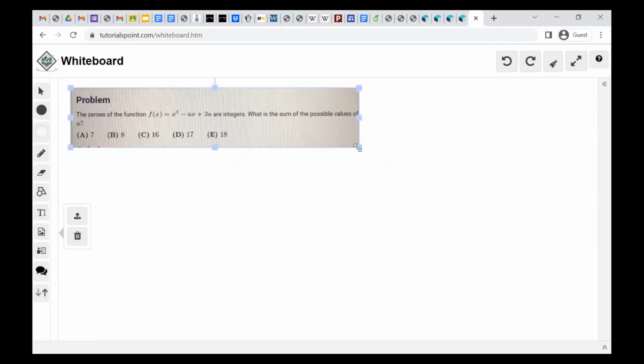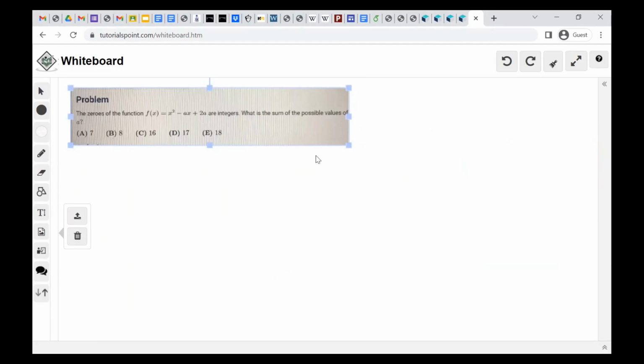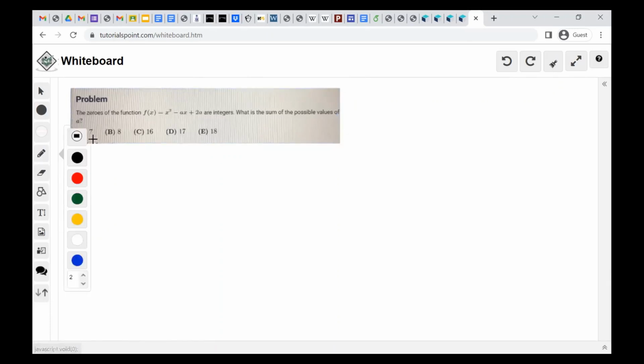So the zeros of the polynomial x squared minus ax plus 2a are integers. Let's find all of the possible values of a. This problem involves a couple of different techniques, and it also shows us why Vieta is so useful. We know that the roots are integers, and we know some stuff about the coefficients. When we have a relationship between the roots and the coefficients, we can try to use Vieta's.